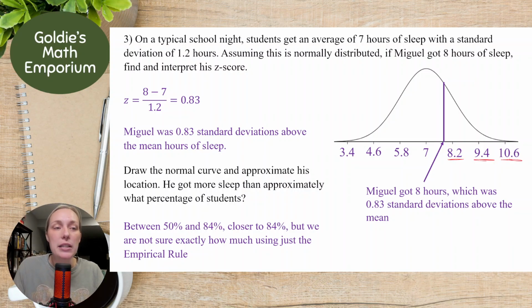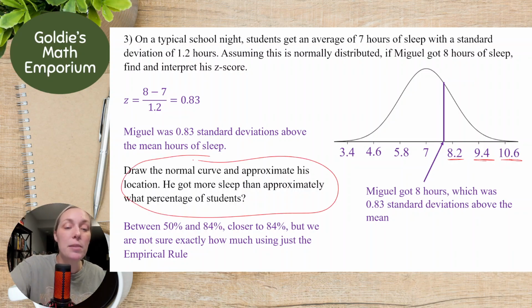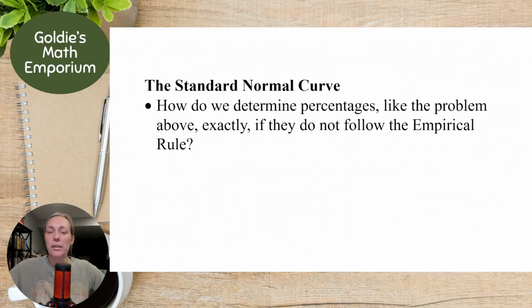But now we're starting to see problems where we're asking questions like this. He got more sleep than approximately what percent of students? Miguel didn't fall exactly 1 standard deviation above. So how can we answer these questions? The standard normal curve. That's where this comes in.